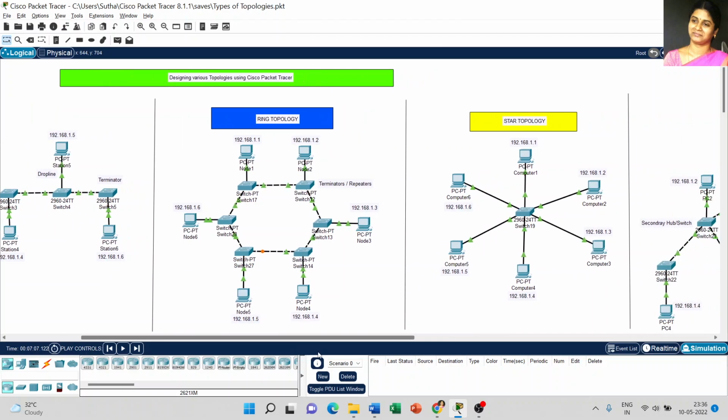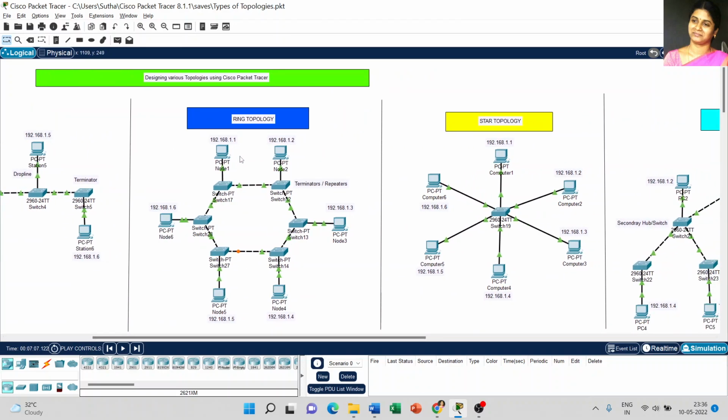In the ring topology, I created a total of 6 nodes, starting from PC number 1, 2, 3, 4, 5 up to 6, and the IP address is set for each node, starting from 192.168.1.1, 2, 3, 4, 5 and 6. To connect each PC, I used switches.